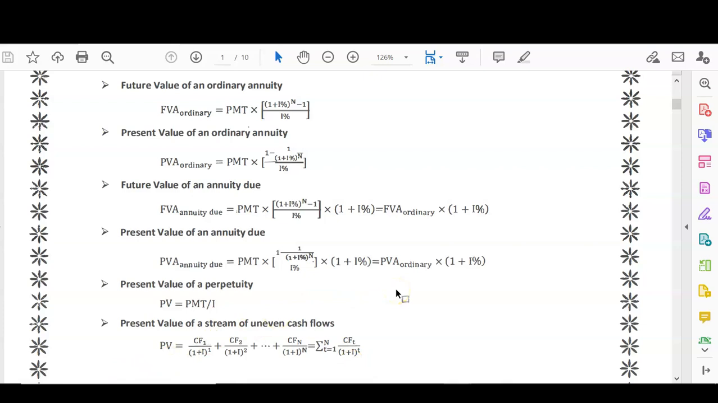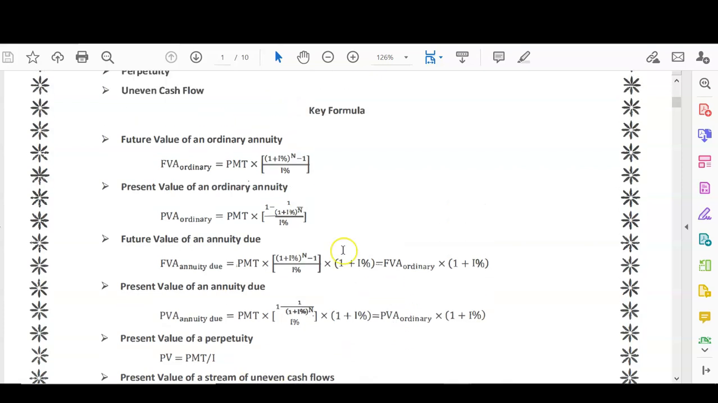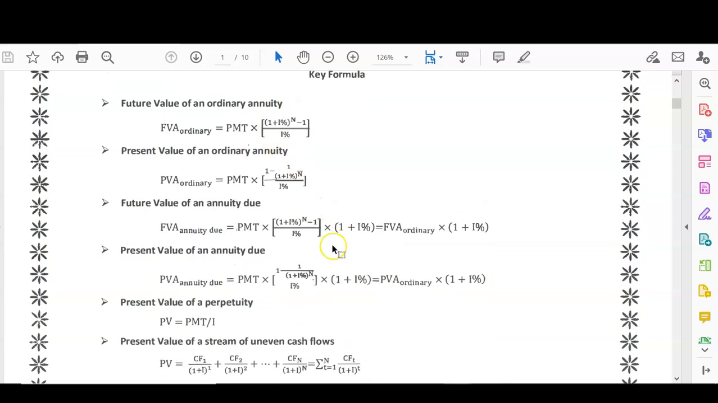Okay, so for ordinary annuity, annuity due, and uneven cash flow, we're gonna learn how to calculate present value or future value using formula or using calculator. But in practice, we will rely a lot on the financial calculator. For perpetuity, we're gonna just use the formula, and a scientific calculator would be enough.